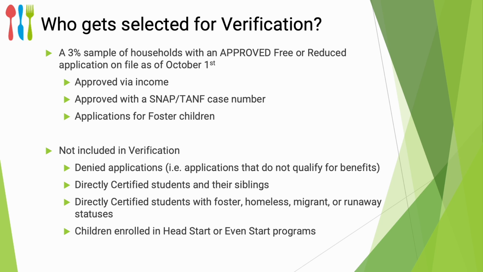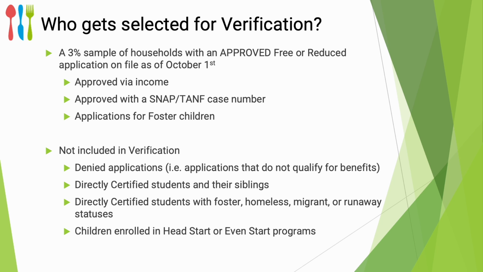Not included are denied applications, so if their income was too high to qualify, any students who are directly certified and their siblings, any directly certified students based on other reasons, such as foster, homeless, migrant, or runaway status, and then any children enrolled in Head Start or Even Start programs. So we're just looking at the students who only qualify because of a free or reduced application. And of that group, only a 3% sample is selected.